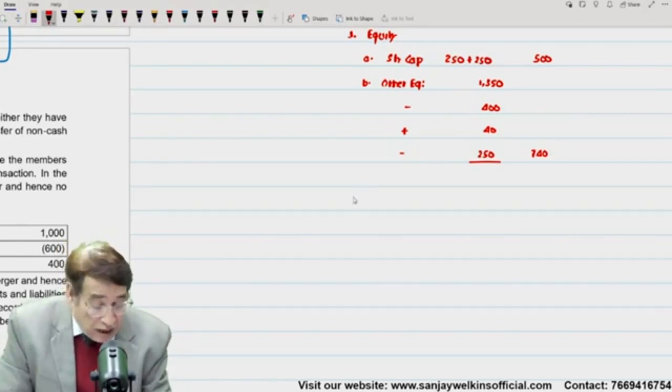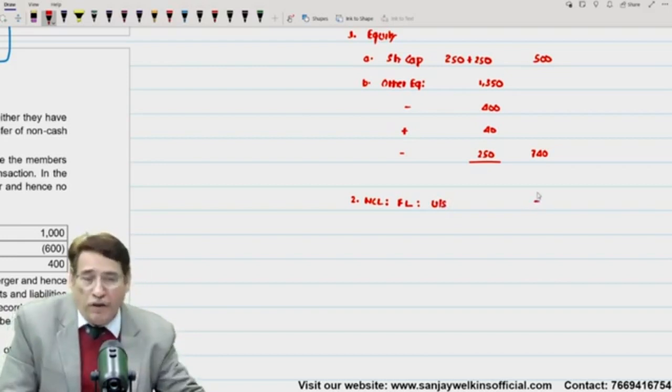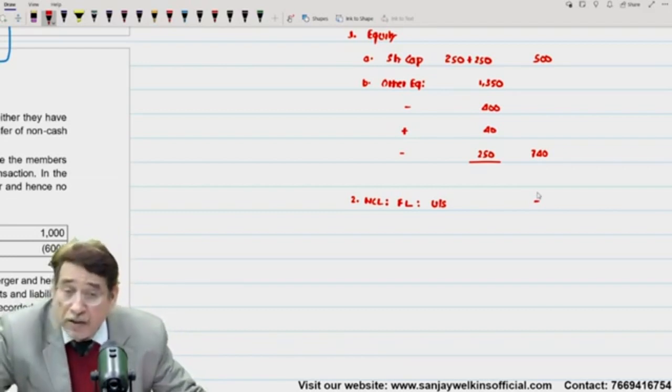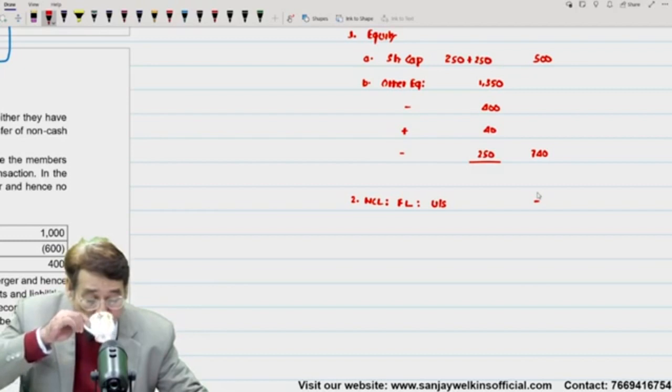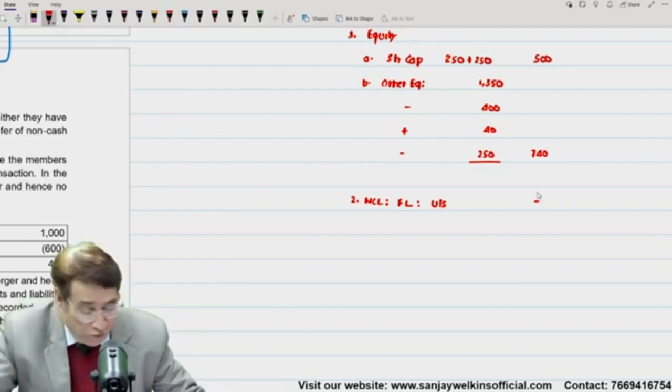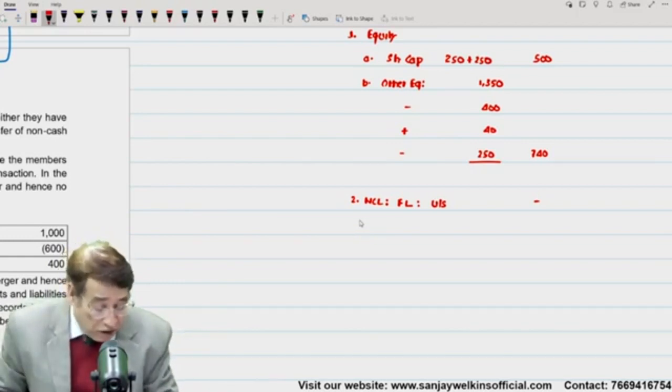Then after this, I am going to write here non-current liability. Under the non-current liability, there was the subheading financial liability. Under financial liability, we had unsecured loan. But unsecured loan was 1000, and 600 worth of unsecured loan was taken over by Khajana Limited and 400 worth was taken over by Sunrise Limited. So ultimately, we will find that unsecured loan has become zero. Besides that, in the question, what we had actually was current liability.